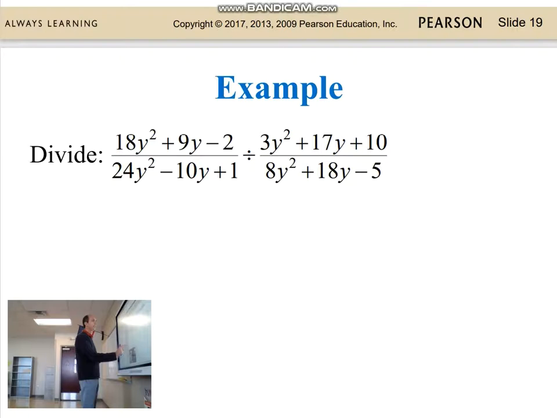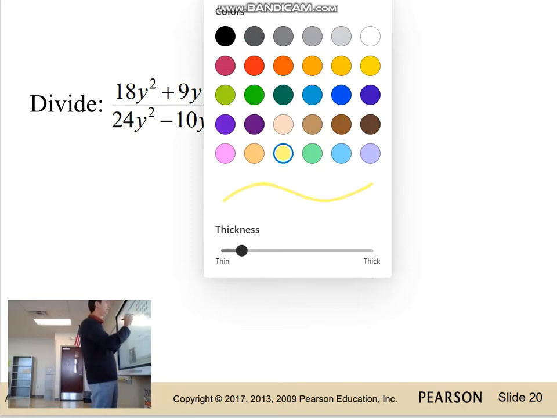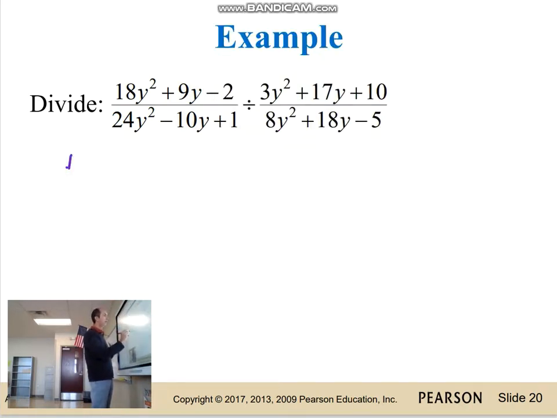Cool. Another example. Now it's a long one. We're going to need to work a lot on this one. Divide, 18y squared plus 9y minus 2 over 24y squared minus 10y plus 1, divided by 3y squared plus 17y plus 10 over 8y squared plus 18y minus 5. Well, the first thing that you're going to do, you don't need to think a lot. Just repeat everything on the first expression as it is, don't change it at all.